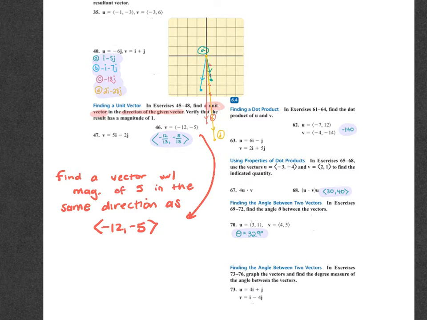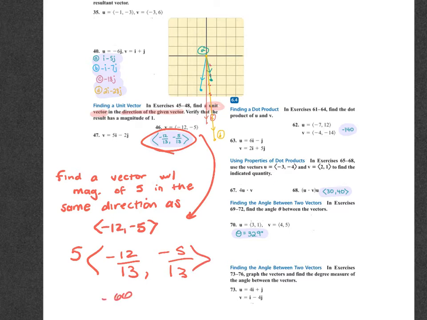At the end, you're going to start it the same way. You're going to still do component form over the magnitude. But at the end, with the one that gives you a magnitude, you're going to multiply that 5. So I would have done the work to get to here. And then I would do 5 times negative 12 over 13, negative 5 over 13. So if it gives you a magnitude, you get negative 60 over 13 and negative 25 over 13.